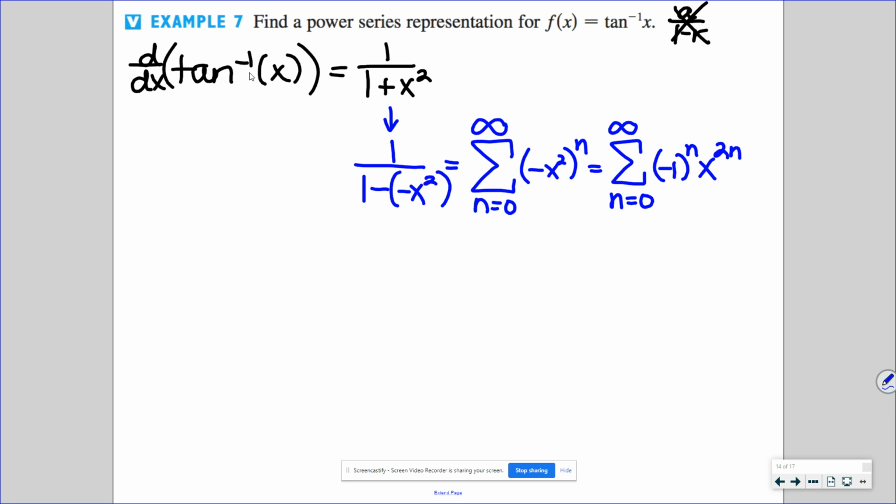The derivative of tangent gave us this. So to go backwards, I need to take the antiderivative. The antiderivative of 1 over 1 plus x squared will equal inverse tangent. Well, this series we just wrote represents 1 over 1 plus x squared. So we need to antiderive the series we just wrote, and that's going to take us back to what we want.